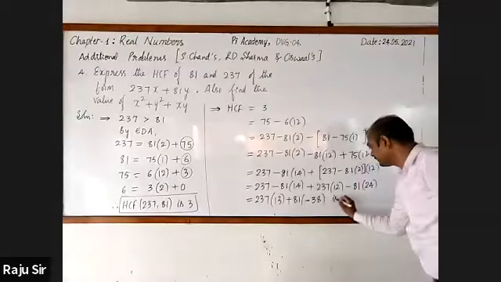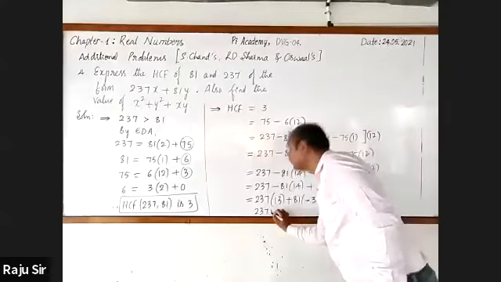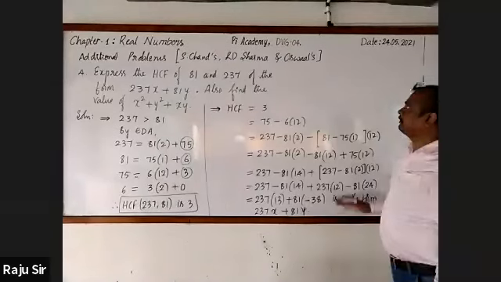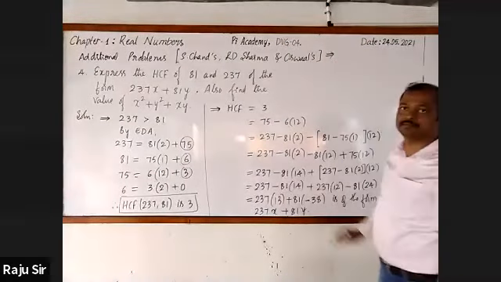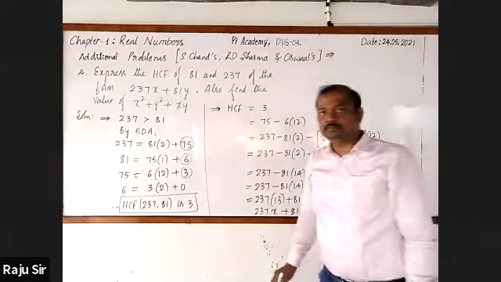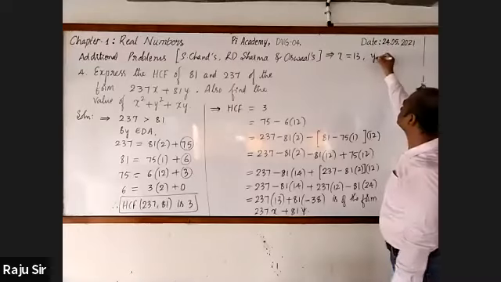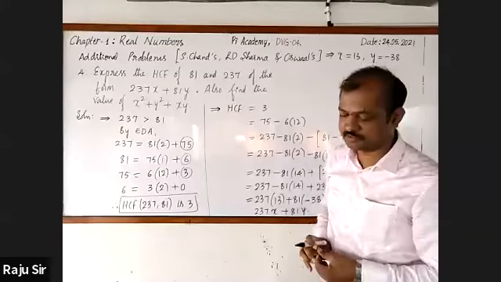Got it? Now, it is of the form 237x plus 81y. So we have answered the second sub question. Then what is the value of x? 13, sir. 13. And y is minus 38. Minus 38.